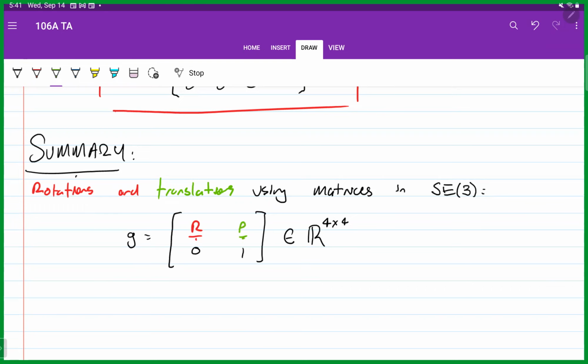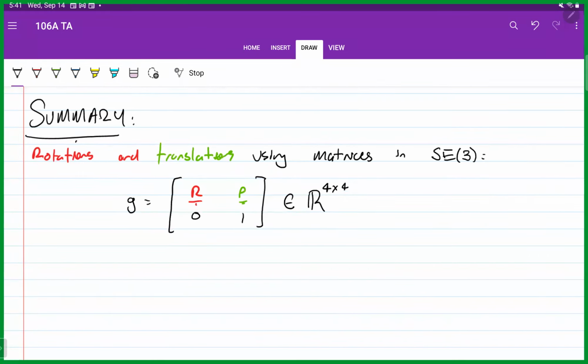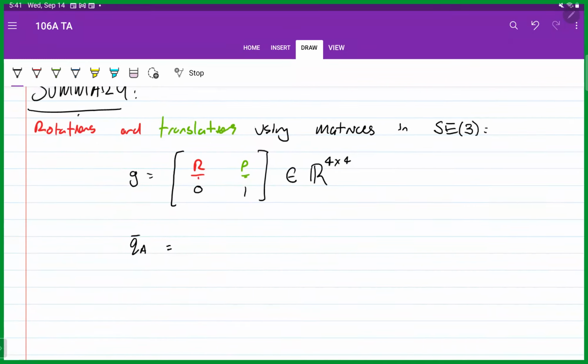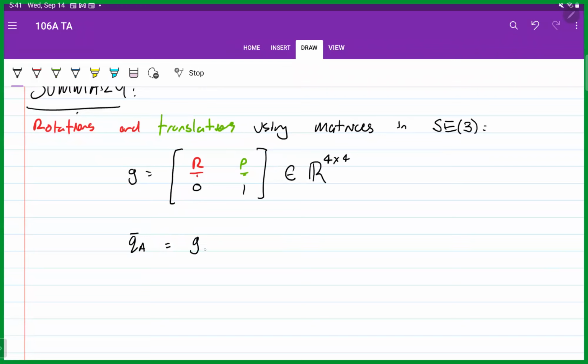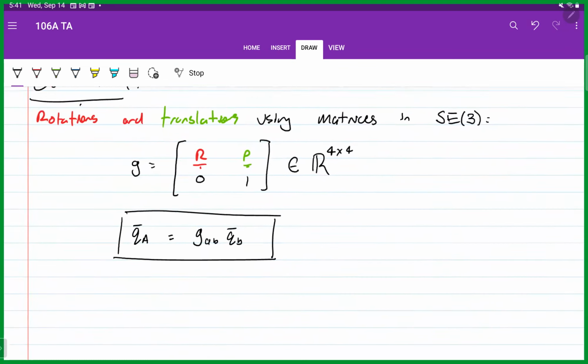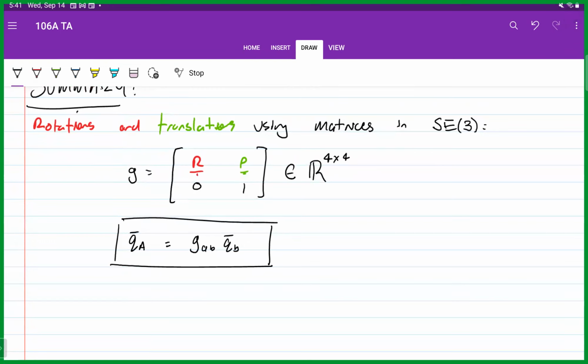All right. Now, how do we actually use this matrix in practice? What does that look like? Well, if we have a point in finite homogeneous coordinates that we want to find in frame A, we can figure out what it is just by doing GAB times the homogeneous coordinates of that point with respect to frame B. Okay. All right. So that's what we have to cover about SE3.